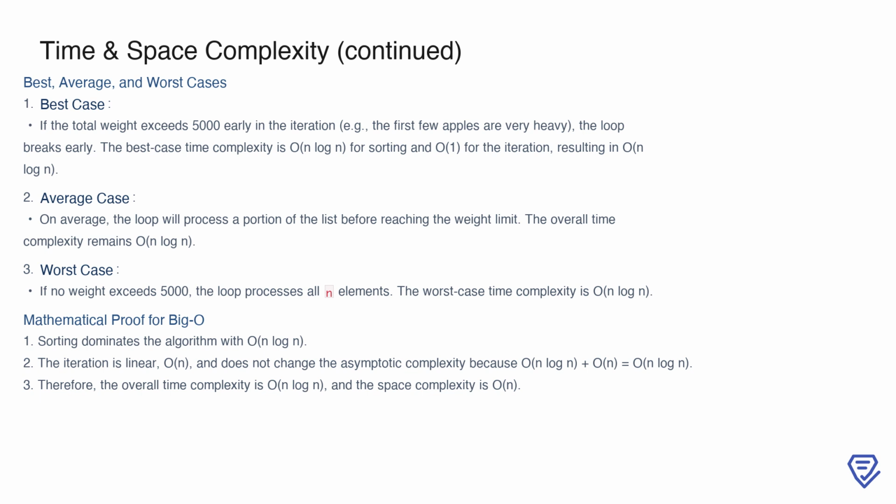For the worst case, where no weight exceeds 5,000, the loop processes all n elements. However, even this scenario does not change the overall complexity because sorting, which is O(n log n), still dominates the O(n) iteration. Mathematically, O(n log n) plus O(n) simplifies to O(n log n). Therefore, in all cases, the time complexity is O(n log n), and the space complexity remains O(n).